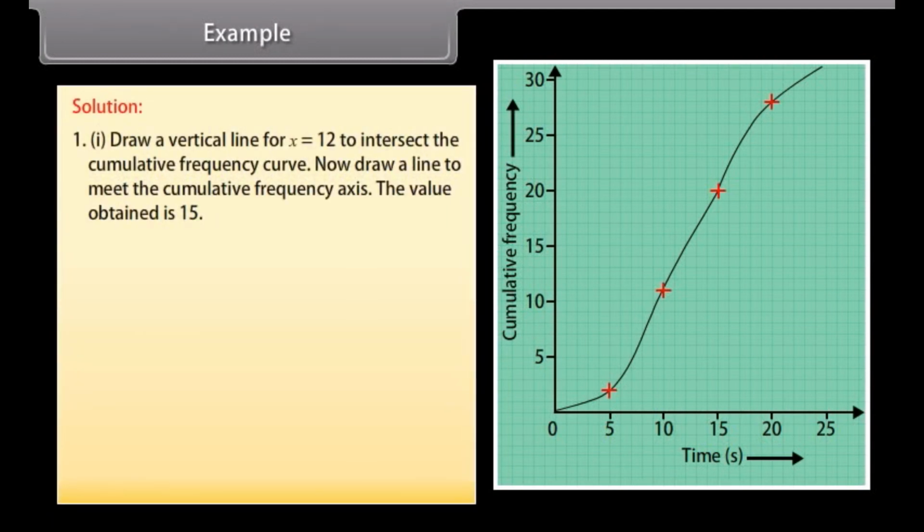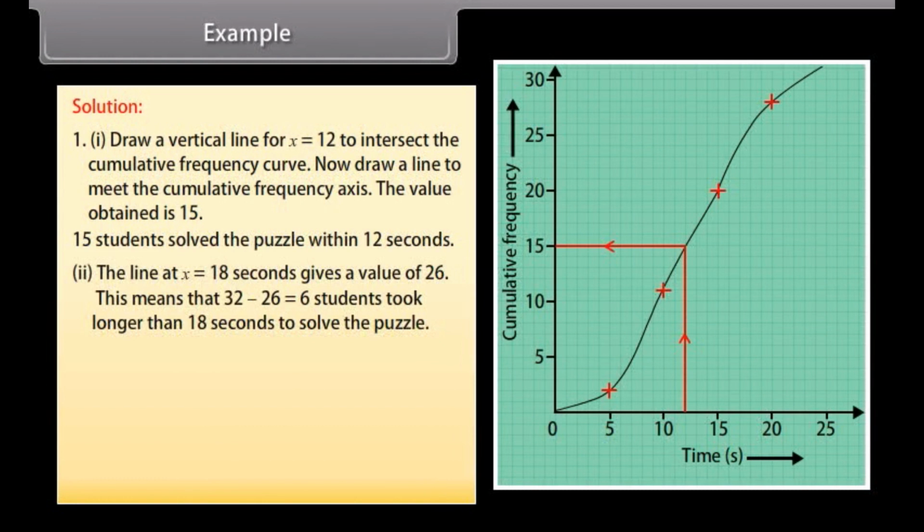Solution. 1. Draw a vertical line for x as 12 to intersect the cumulative frequency curve. Now draw a line to meet the cumulative frequency axis. The value obtained is 15. 15 students solved the puzzle within 12 seconds.